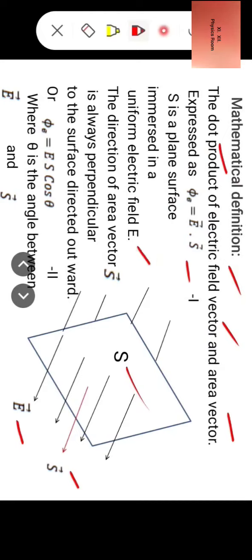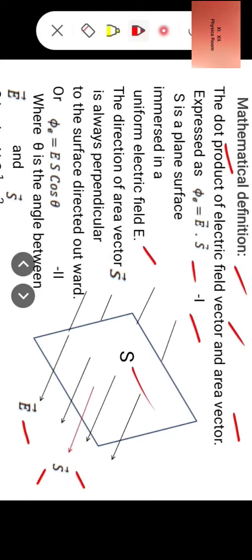The direction of area vector S is always perpendicular to the surface, directed outward. You remember it. It is going to help you in understanding the electric flux and doing its numericals. So phi E is equal to E dot S is the electric flux. Let us mark it as equation 1.